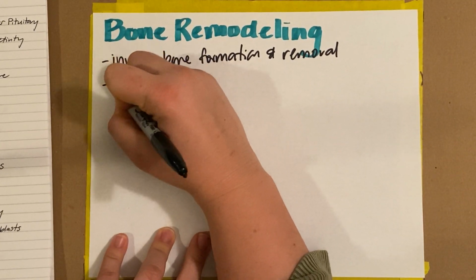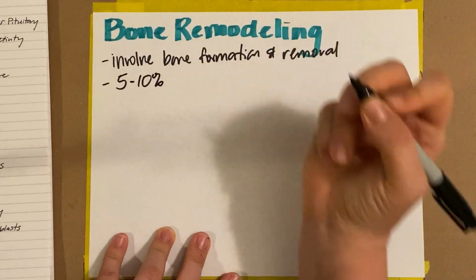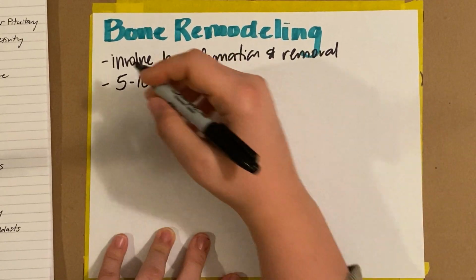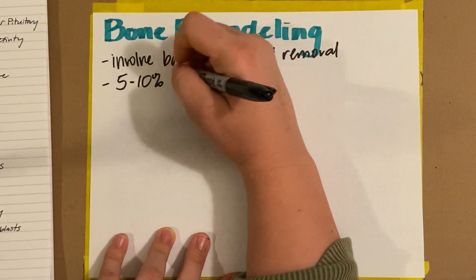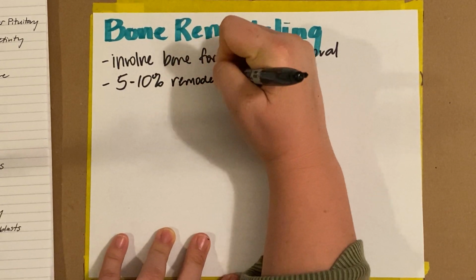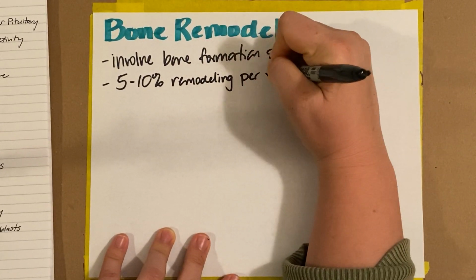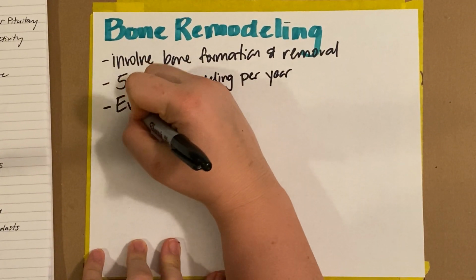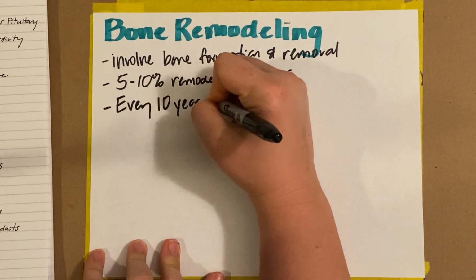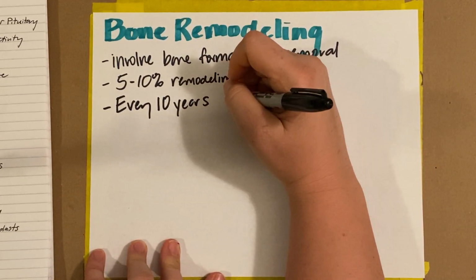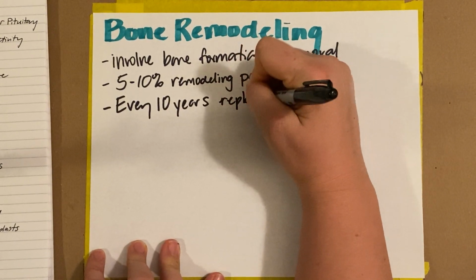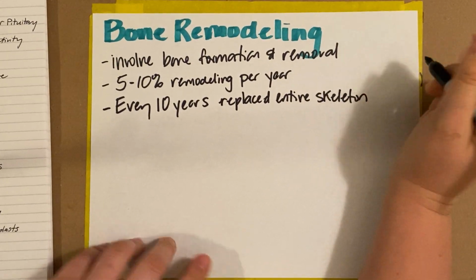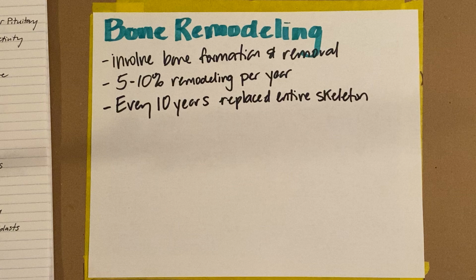Now, some interesting facts or statistics about bone remodeling. In the human body, the average bone remodeling, or you can almost think about it as replacement bone, is about 5 to 10% per year. What that means is that every 10 years, you basically have replaced your entire skeleton. Just think about how dynamic the bone really is.